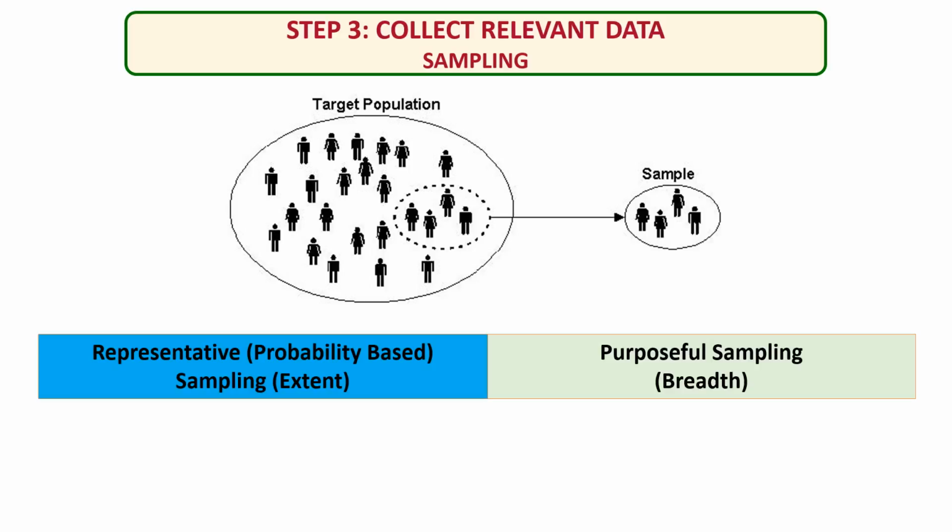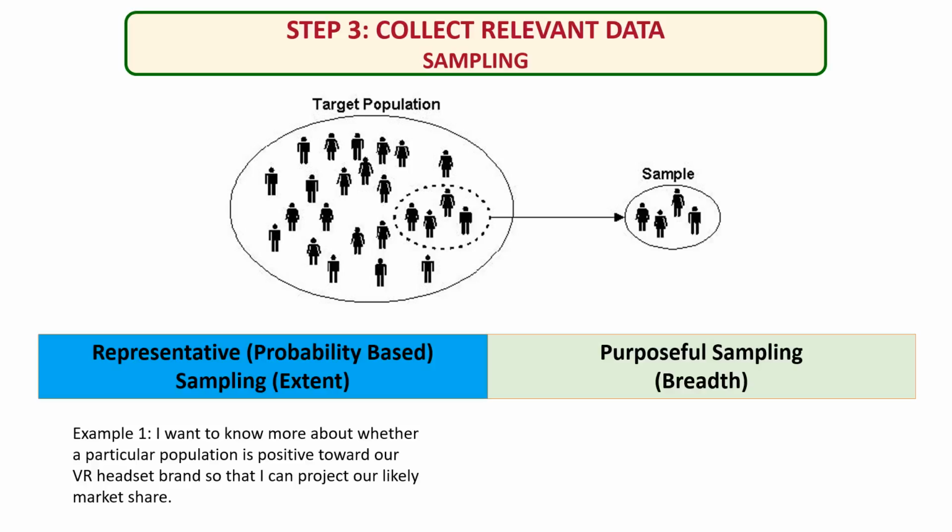If you want to learn more about what's out there, as with types of stories, experience, or ideas, you may want then a sample based on particular characteristics instead. So it's very specific what you want to know as to how you actually choose what to sample. So here's an example. I want to know more about whether a particular population is positive toward our VR headset brand so that I can project our likely market share.